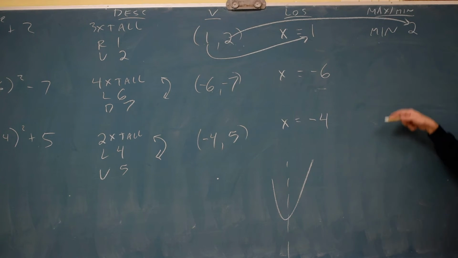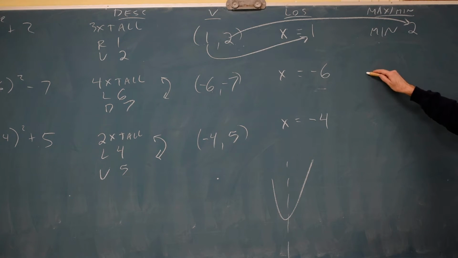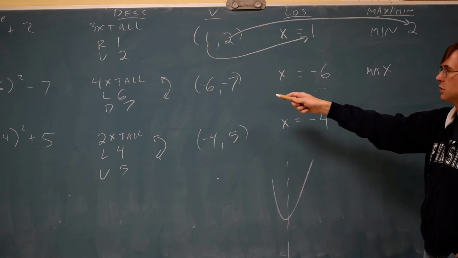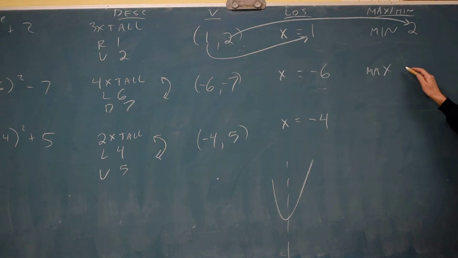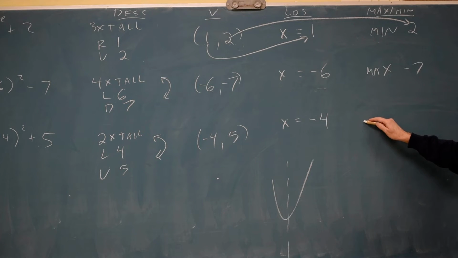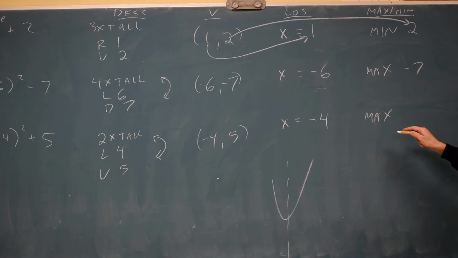If you want to self-test, go for it. But this one's going to be a max instead of a min, because we're flipped. So when you flip, you don't have a low, you've got a high. The max number there would be the -7. This would also be a max because we're flipped, and then we get a 5 from that number.